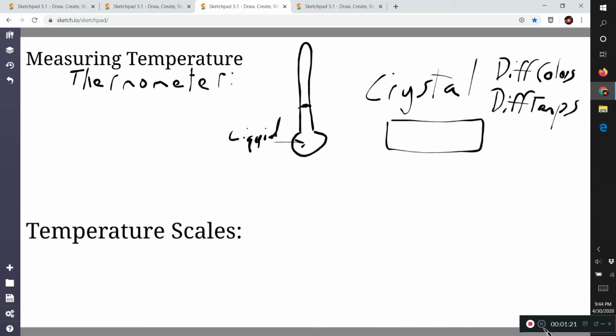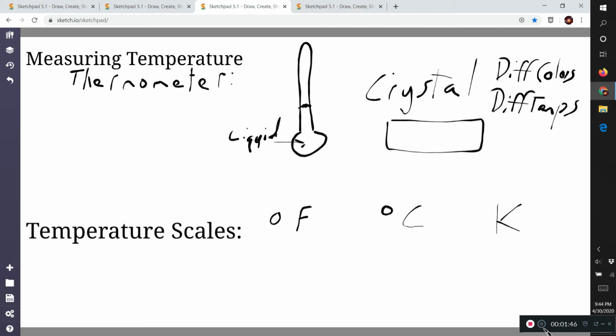So a couple things about this. First, we're going to talk about the temperature scales. We have degrees Fahrenheit, which water freezes at. So these are all going to be, we're going to reference them based on the freezing and boiling of water, as well as some other factors.